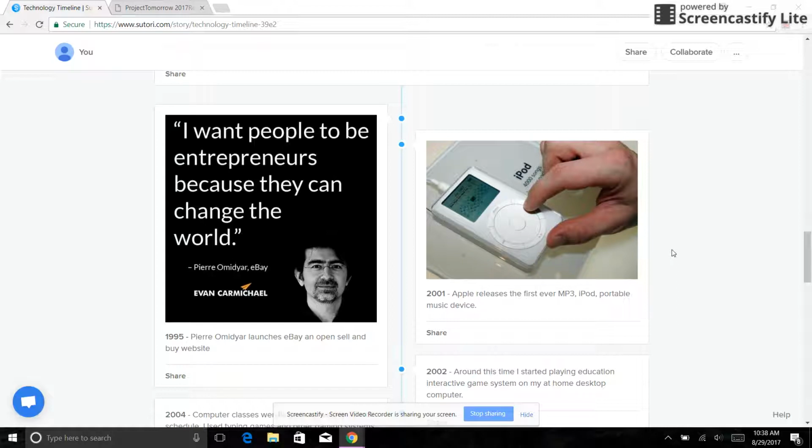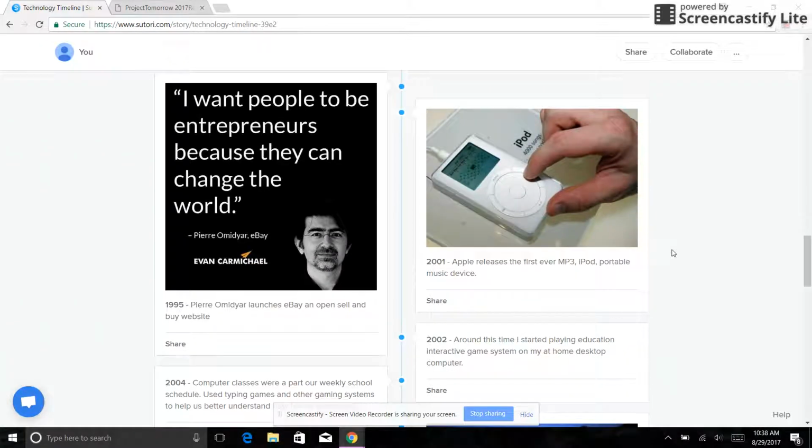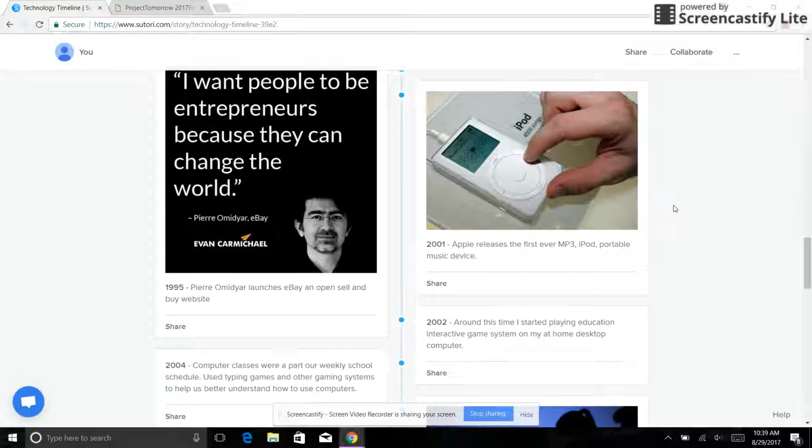In 2001, Apple released the first ever iPod. I just thought this is interesting because I didn't realize that when I was born in 1998 that there were no iPods, because I'm just so used to Apple kind of being around from as far as I can remember.